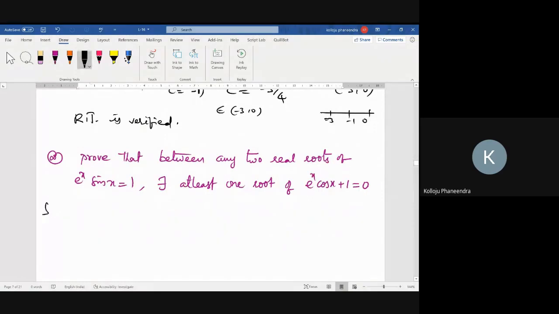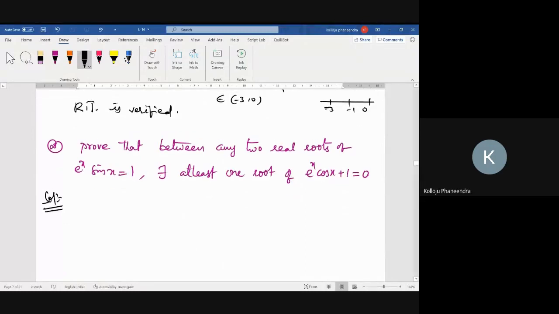Solution. I will first take it in a wrong way. It looks like it is correct, but it is the wrong one. See how. First, let us understand the question. Prove that between any two real roots of what equation? e power x into sin x equal to 1. This is our given equation, and it has two real roots.